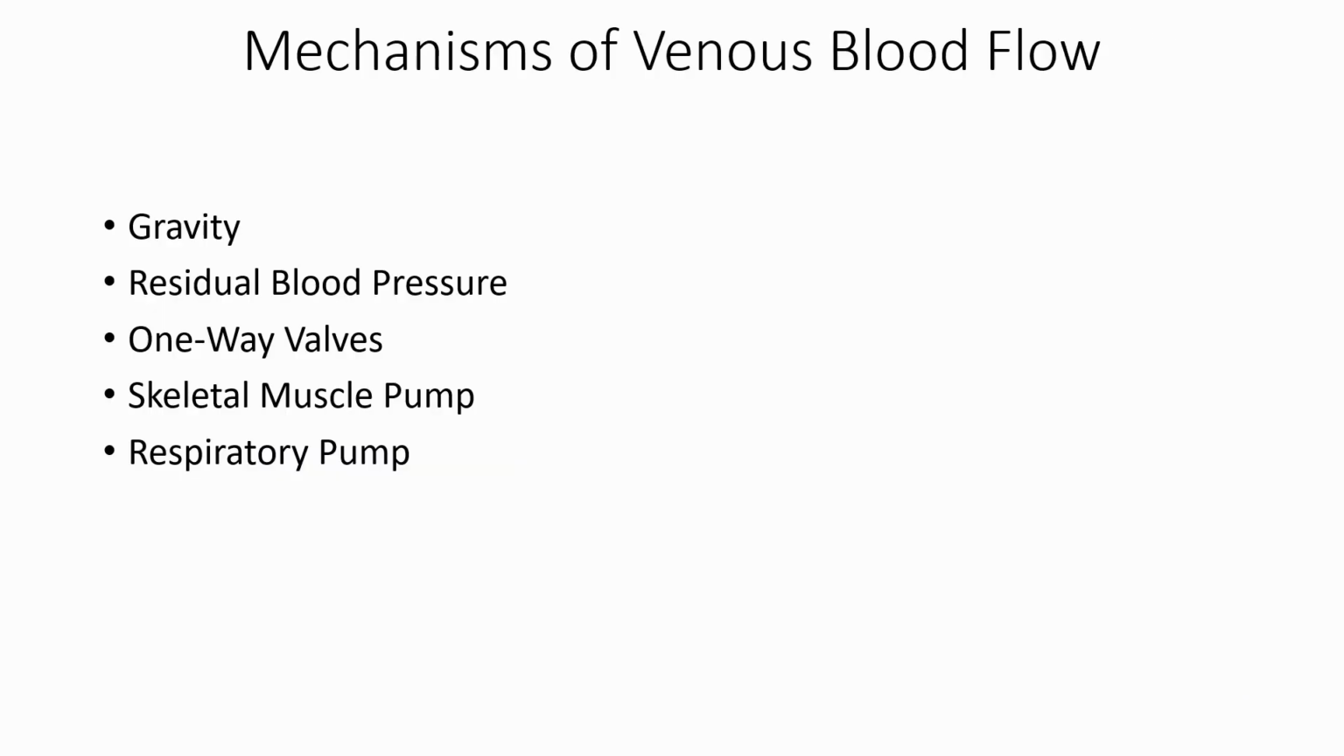Since we don't have a lot of pressure, what is helping us get blood back up? Because we're having to fight against gravity if it's down in the feet. We can use gravity to our advantage if we're talking about the head, moving downward. There is a little bit of residual blood pressure we can use. And the valves, which we've already talked about, are one-way doors where blood can push through the valve, but if it moves back down, the valve snaps shut.